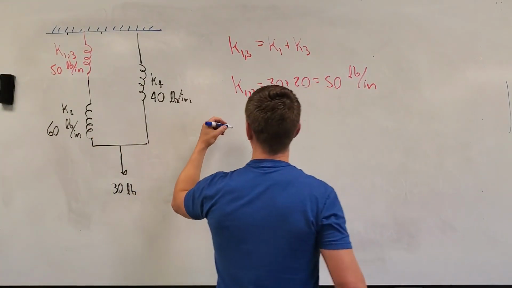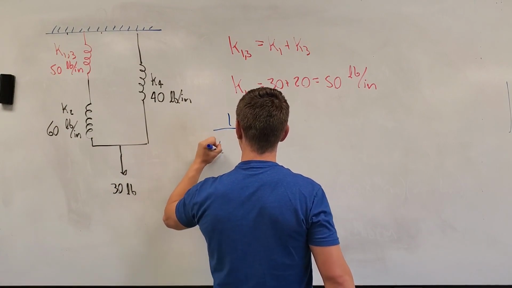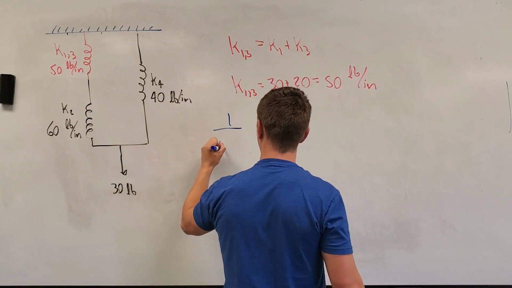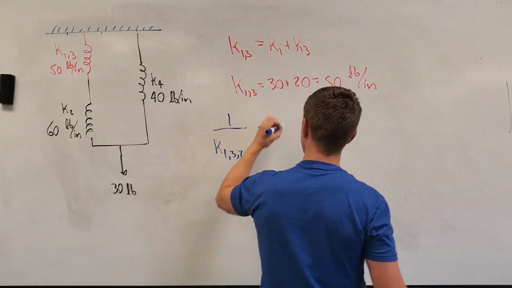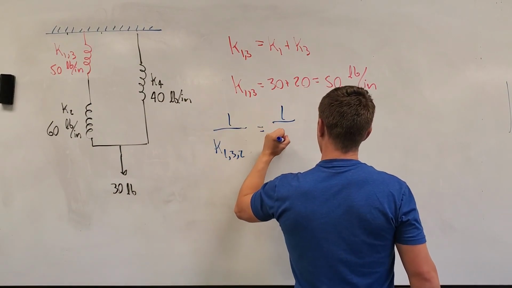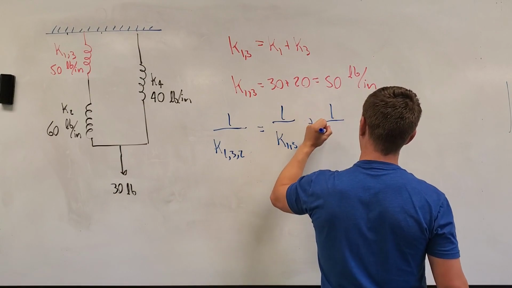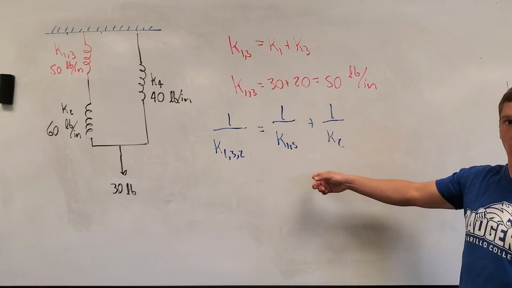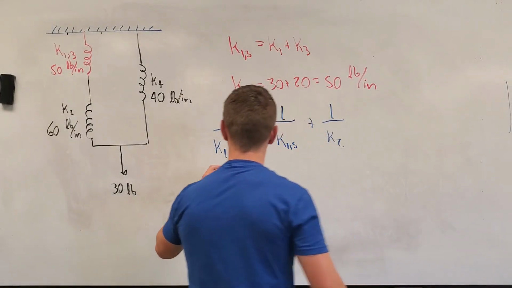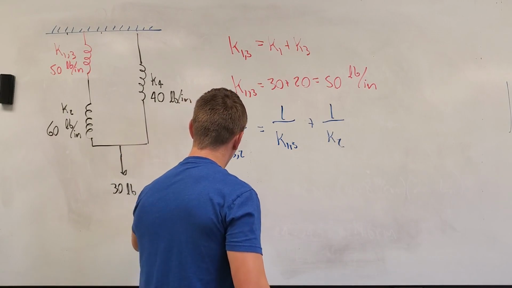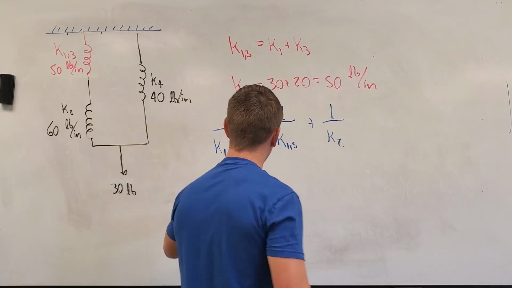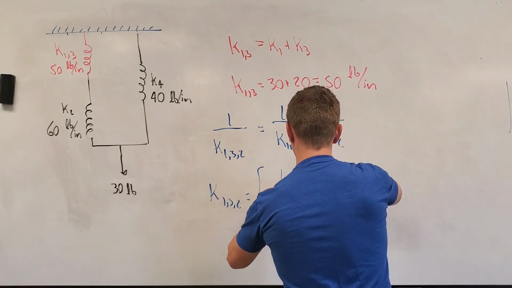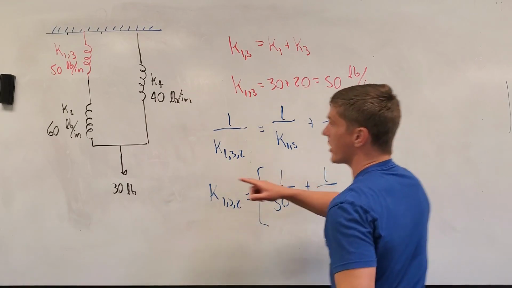So I can say that 1 over K, for equivalent spring 13 and spring 2, which I'm going to call K132, is equal to 1 over K13 plus 1 over K2. This is my equation for springs in series, and I know what all these values are. I'm just going to rewrite this as K132 is equal to 1 over, and K13 we just found to be 50, and K2 we know to be 60.